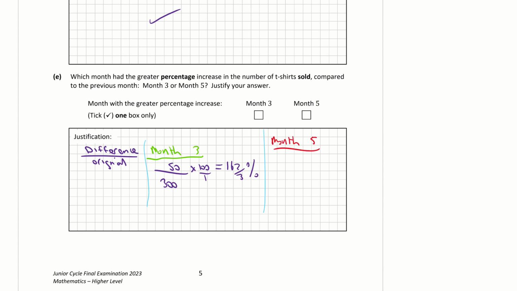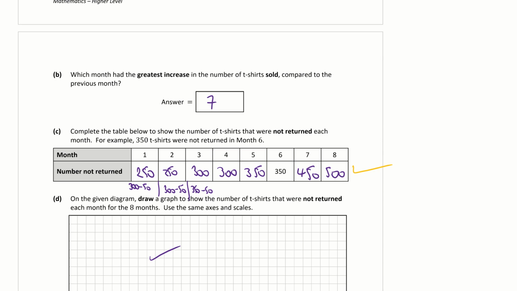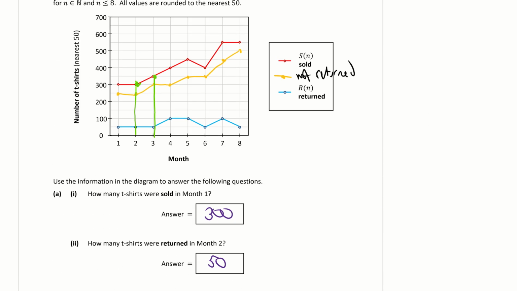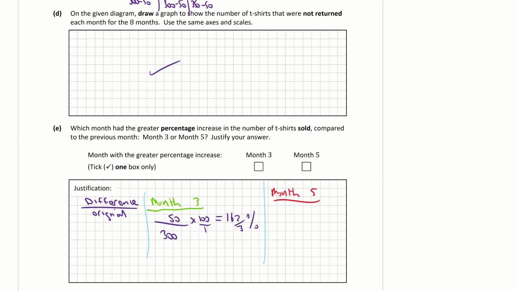We do the same thing out here again. We get the difference between the amount sold for that month. Let's just clear our picture here. So we're now on month 5. Sold 450. Previous month sold 400. So that's going to be a difference of 50 over the original, which would be the 4th month, which would be 50 over 400. So 50 over 400 times 100 over 1, and that's getting me 12.5%.